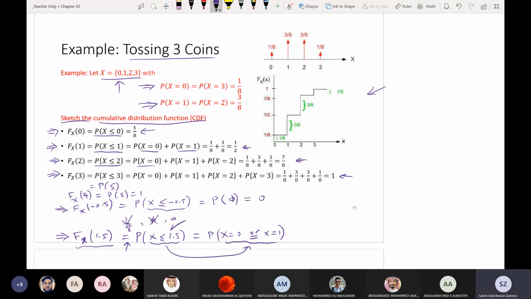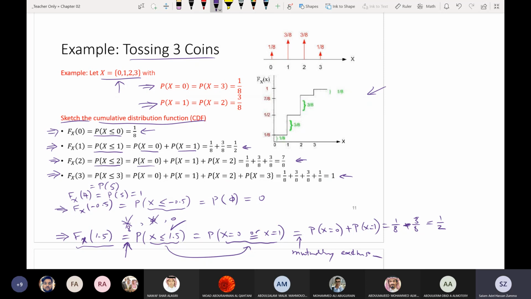So this is the corresponding event we talked about. And since these two events are mutually exclusive, we can write that this is equal to the probability of X equals 0 plus the probability of X equals 1, which is equal to 1 over 8 plus 3 over 8, as one of your friends mentioned, it's half.